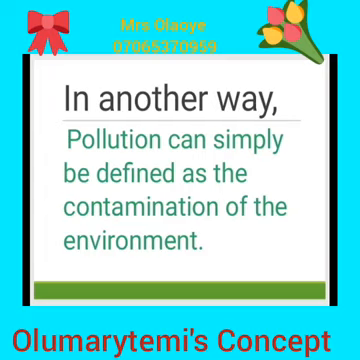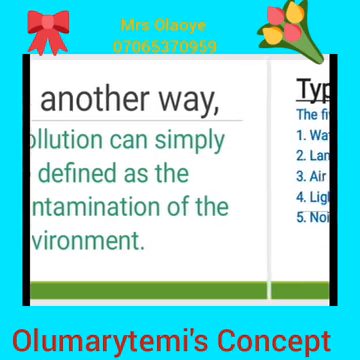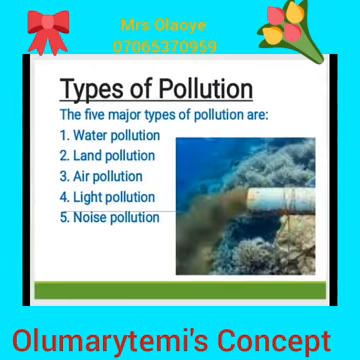If you notice here, we said pollution is a contamination of the environment, meaning that environment could be land. Look at the types of pollution. We have 5 major types of pollution, which are water pollution, land pollution, air pollution, light pollution, and noise pollution. You can see the image we have there. That's pollution in the water.